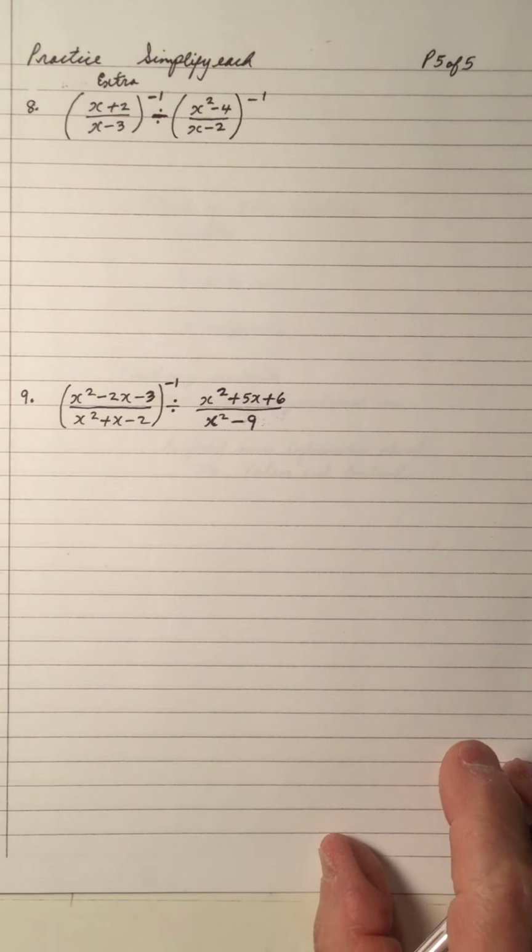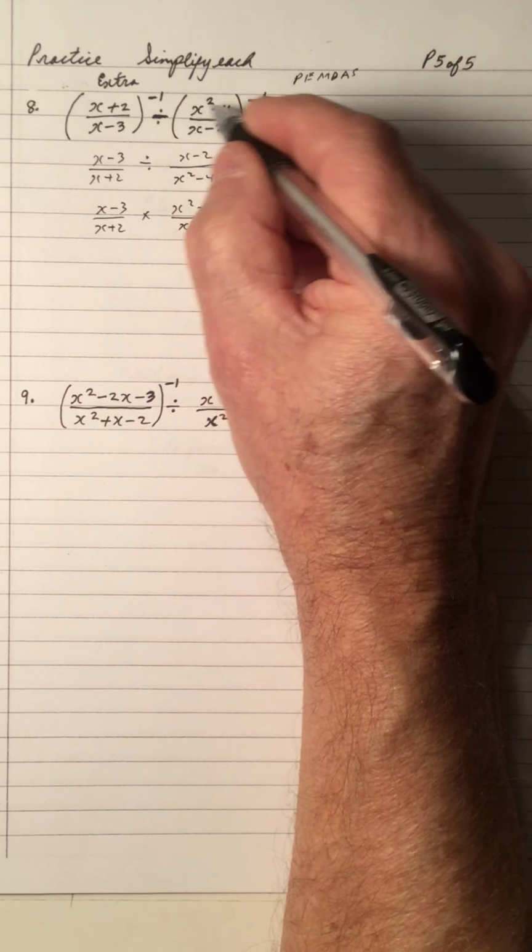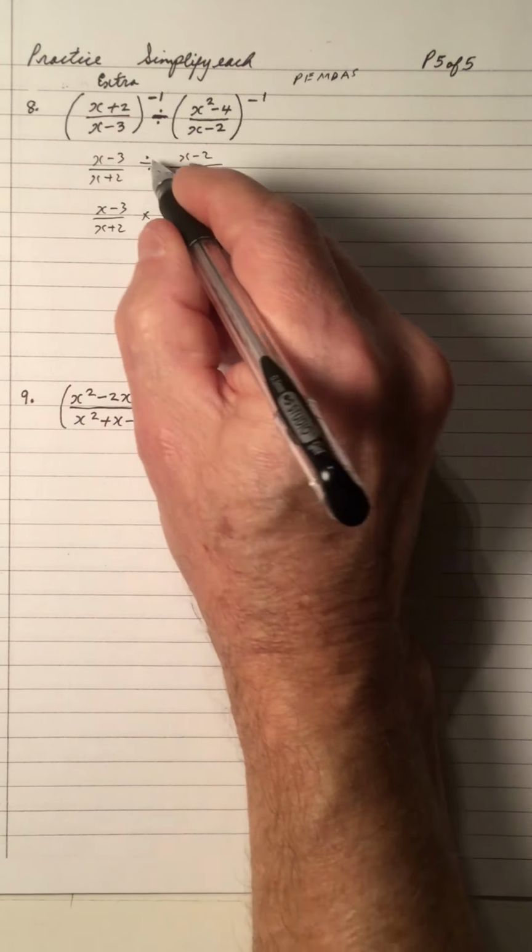Now I will do the division. That's the reciprocal. So the negative 1 flipped the fraction. This negative 1 flips the fraction, and dividing means multiplying by the reciprocal. Now I factor.